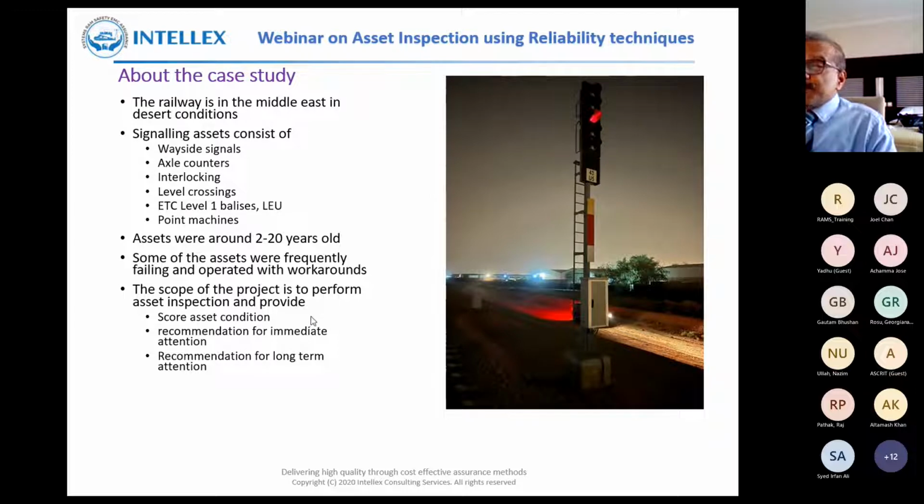The scope of the project is to perform asset inspection, mainly visual inspection, and provide the asset condition score. There is a scoring matrix, asset good, bad, all this is for the layman's understanding, and the scoring is based on some criteria. Then we provided recommendations for immediate attention and for long-term attention as well, so that they can implement a systematic improvement program.